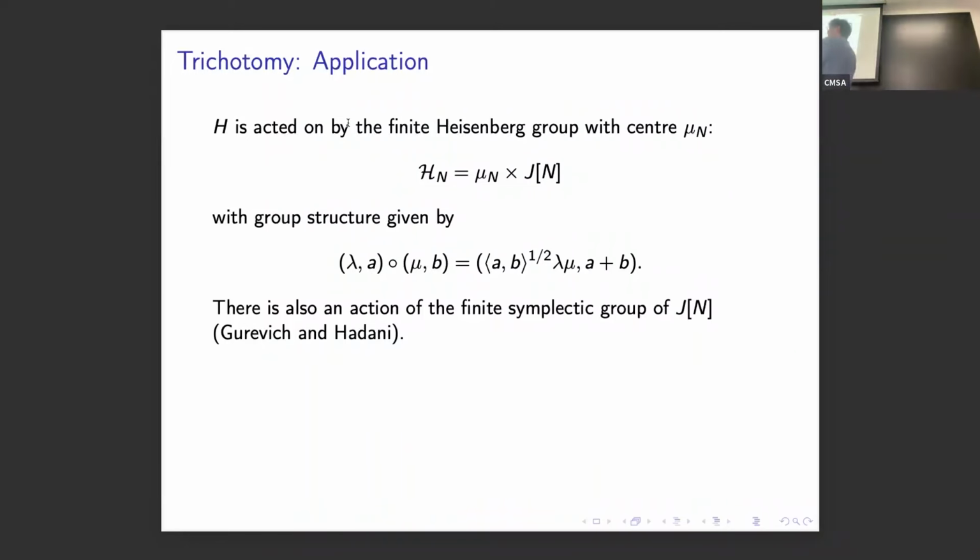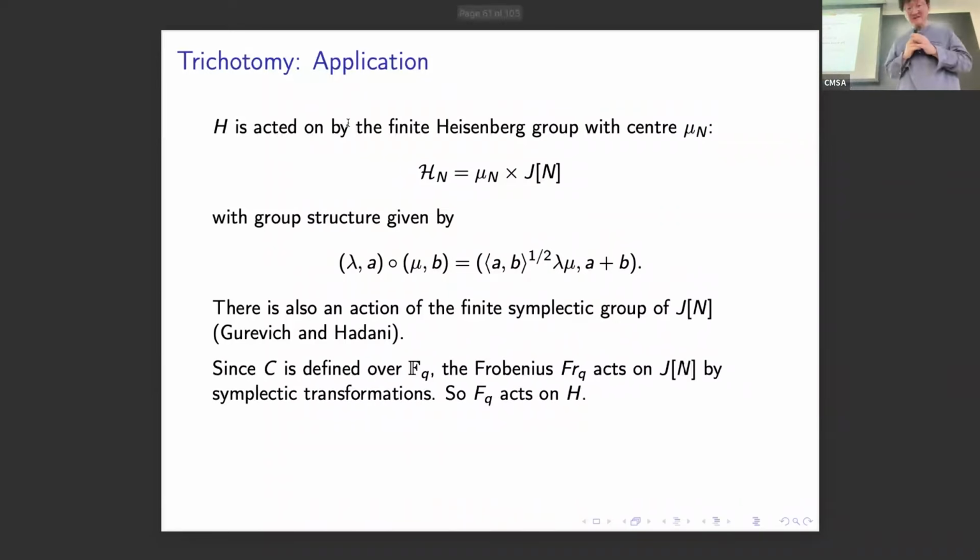That's right, but in just the symplectic kind of anomaly disappears. I'll say a little bit about what happens: C is defined over FQ.